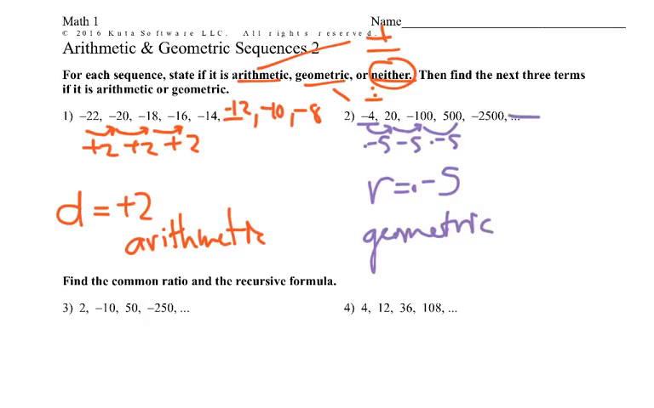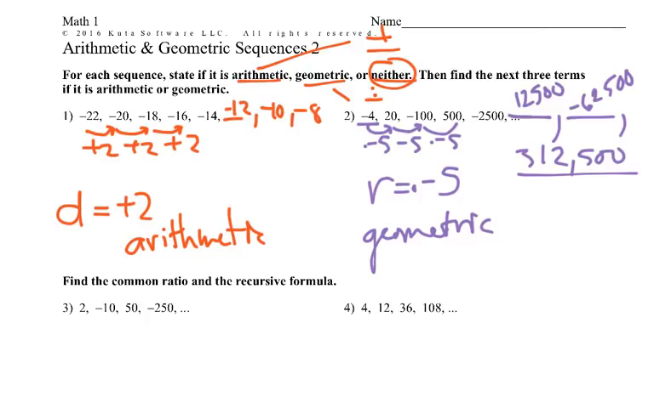Now to find the next three terms, we would just take the next number, negative 2500, and times it by negative 5. And we'd get a positive 12,500. Times that by negative 5, and we get negative 62,500. Times that by negative 5, and we get 312,500. Okay? So there we go.